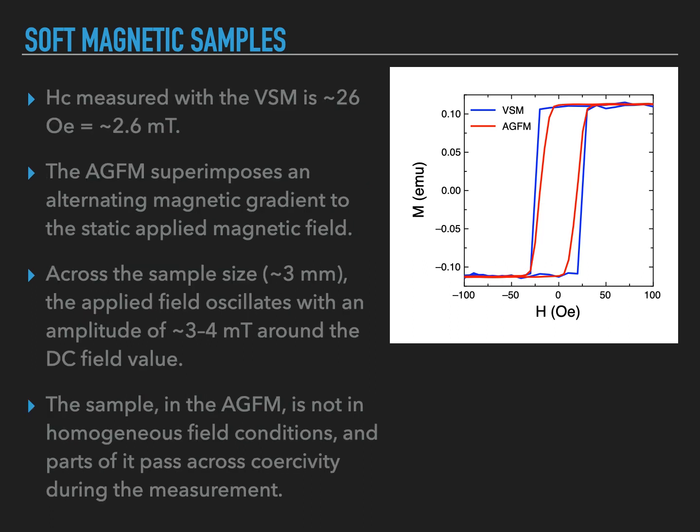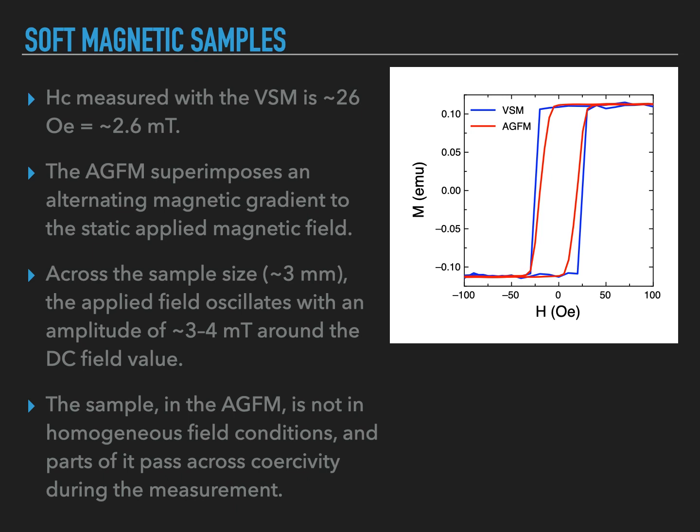As you may recall, in the beginning we said that these magnetometers are static. That means that the magnetization is measured during a lapse of time when the magnetic field is constant. But we also said that that is not exactly true, at least not in all cases. Indeed, that's the problem of the AGFM. The magnetic field is not constant during the time of the measurement. Why? Because, as we have seen, the AGFM superimposes an alternating magnetic gradient to the static applied magnetic field.